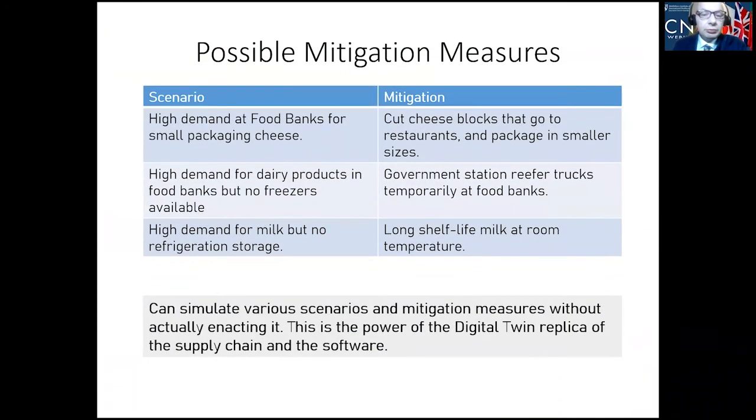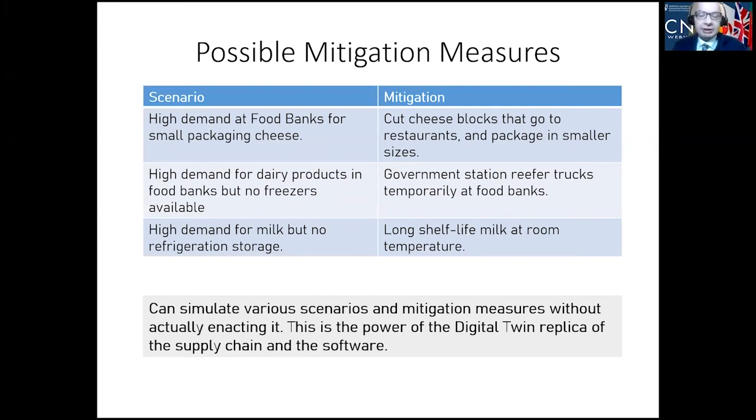So here are some examples of mitigation measures that we've simulated and we can simulate. For example, in the case of high demand at food banks for small packaging cheese, we could consider cutting cheese blocks that go to restaurants. So big blocks of cheese that are usually sent to restaurants, and then package them in smaller sizes.